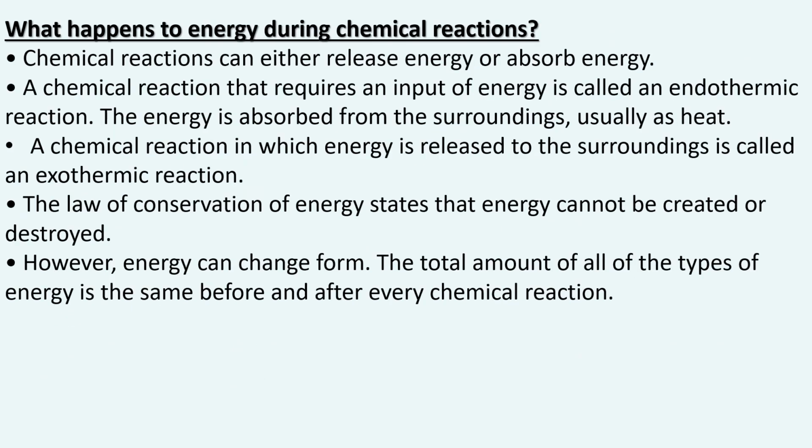What happens to the energy during the chemical reaction? The chemical reaction can either release energy or absorb energy, and a chemical reaction that requires an input of energy is called endothermic. And there is another type where energy is released, called exothermic. So the law of conservation states that energy is neither created nor destroyed. And also, energy can change its form. The total amount of all types of energy is the same before and after every chemical reaction.